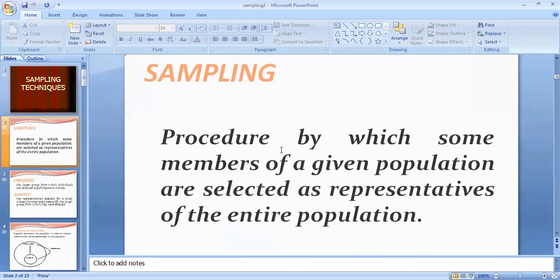What is sampling actually? This is the procedure by which some members of a given population are selected as the representatives of the entire population. So sampling means we have to collect a sample from a population, and then it will be treated as a sample. And if you apply any techniques for this sample, then it will be sampling.